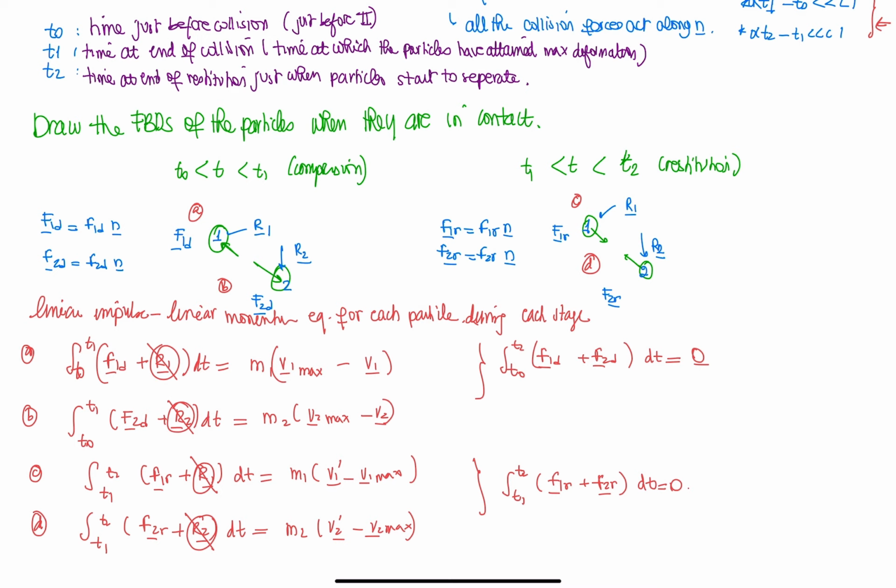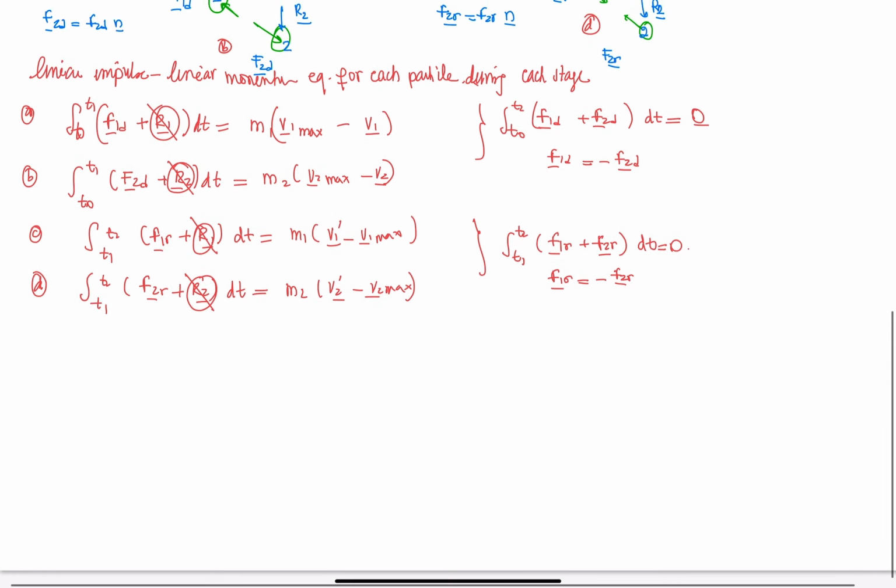Okay? But basically F1d is equal to minus F2d and F1r is equal to minus F2r. Why are we doing all this? We're doing all this so that we can introduce the coefficient of restitution.